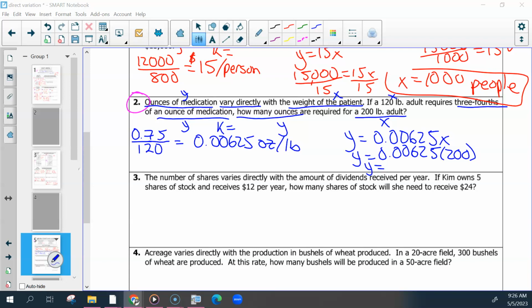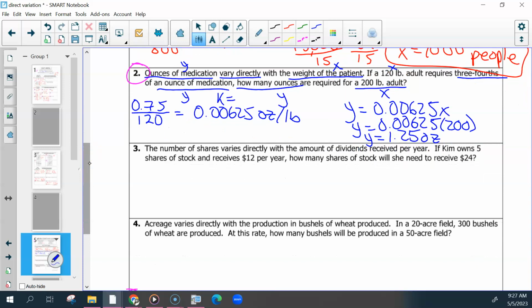What was our y value? 1.5. That makes sense for the 200-pound adult. It should go up, so 120 went up to 200, 3/4 went up to 1.25. They both went up together. Right? We're going to do one more on this and then switch to inverse. Do we have any questions about that?